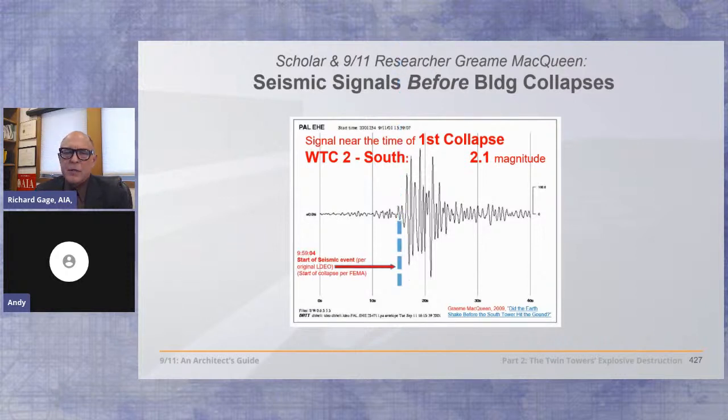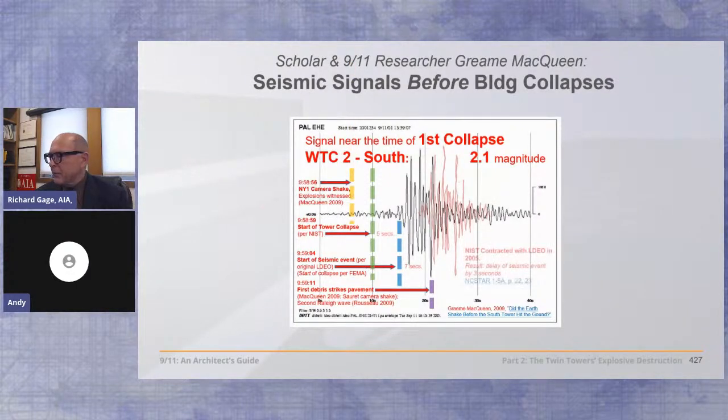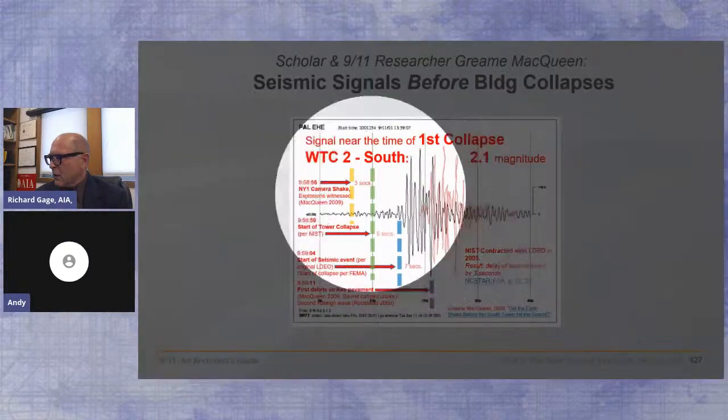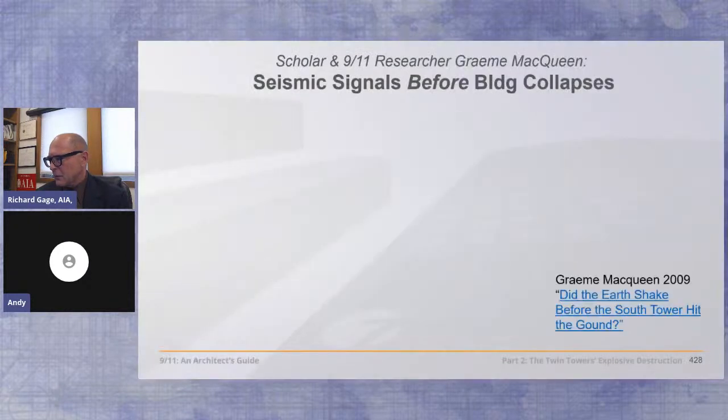In the South Tower, the start of the seismic event is 9:59 and 04 seconds. The start of the tower collapse is 5 seconds before that, but the first debris, the heaviest debris, doesn't even hit the ground until 7 seconds later. So how can the collapse of the tower be responsible for the seismic event? Well, NIST again goes back and gets LDEO to move that data back 3 seconds, for a fourth time, so they can get their story corroborated. But we have evidence of what? Another camera shake occurring 3 seconds earlier than the start of the tower's collapse. Let's look at that one.